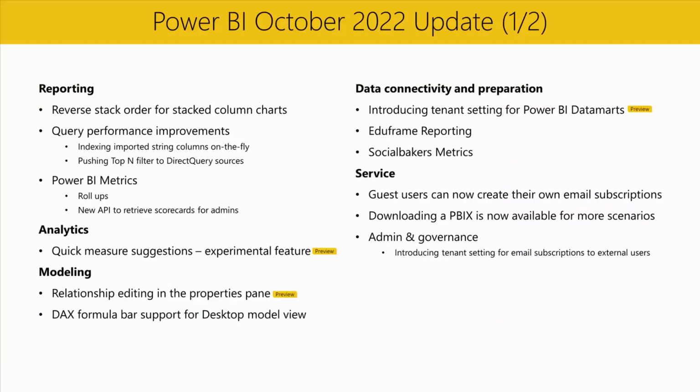We also have a few updates for you in the modeling section. First, you can now quickly edit relationships in the properties pane. In the modeling view, you can expand the properties pane and simply click on the relationship line to see all of the relationship options. This new experience sends minimal queries by having no data preview and validating only when you apply changes. Zoe will take us through a demo of this new capability.